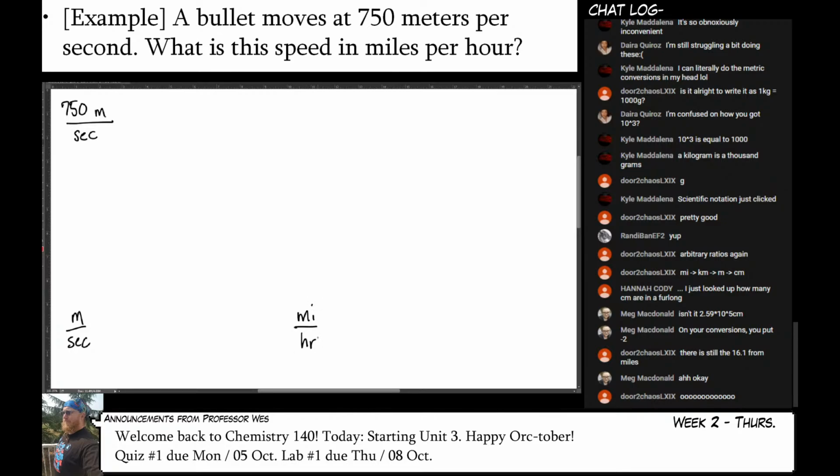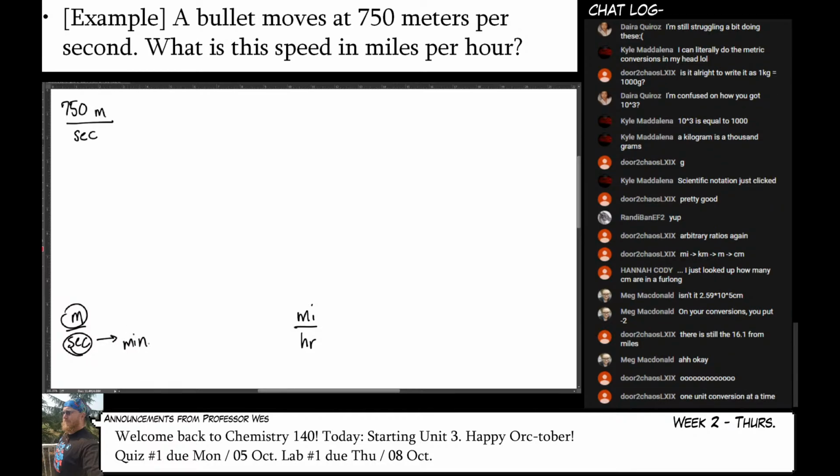Now, in this case, I have multiple units that I need to convert. I don't want meters per second. I need to get to miles per hour. In order to do that, I'm going to have to convert each of these so that they become these. And so the way that we're going to do that is we'll just do one at a time. Turning seconds into hours is very easy. There, we're done, right?